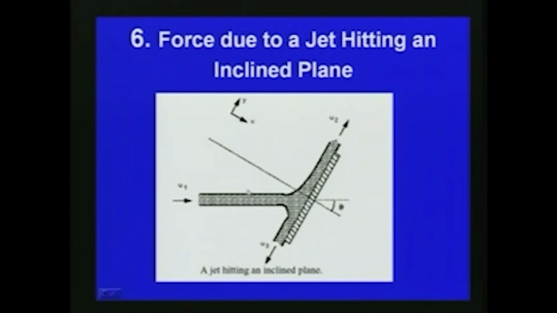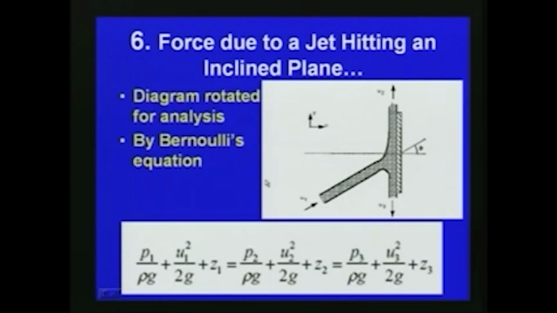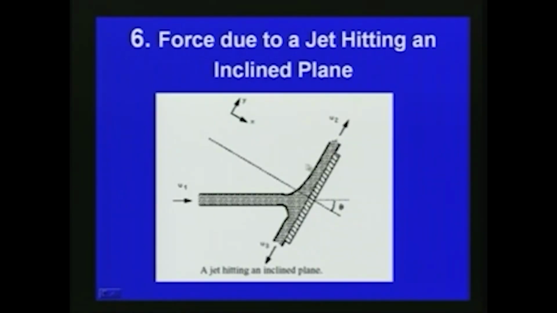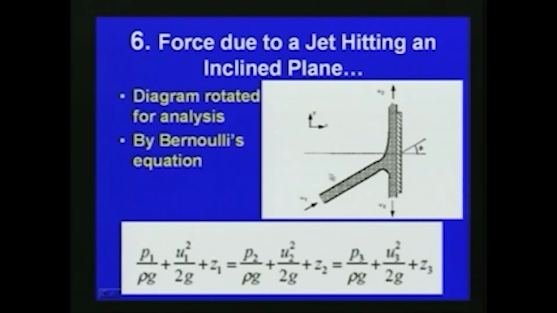Now to analyze this problem, we will consider it like this. For the same plane, the jet is in the horizontal direction and the plate on which the jet is hitting is inclined. But in a very similar way we can consider the plane to be vertical and the jet inclined. It is the very same problem. We are considering the plate or plane vertical like this, and the jet acting inclined.